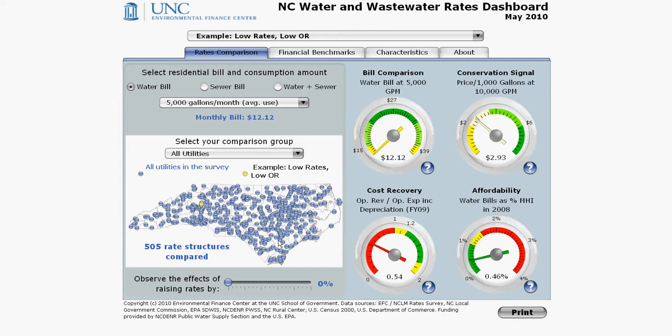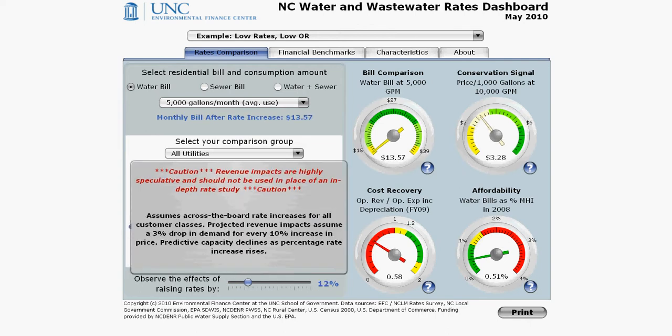In fact, let's do that. At the bottom left, you can move a slider to the right. Click on the blue dot, hold the mouse button down, and slide it to the right. This models a rate increase. By increasing rates up to 50%, which is the maximum, you can see all four gauges moving to the right.